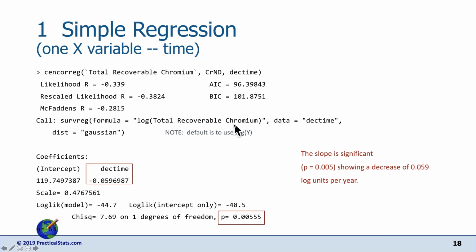So logs of chromium as a function of decimal time, there's the slope. So it's going down 0.06 log units per year. That's about a 6% decrease per year. Here's the p-value. It's very small, so it is significant. It's not just noise. So we do have a downtrend in this data.